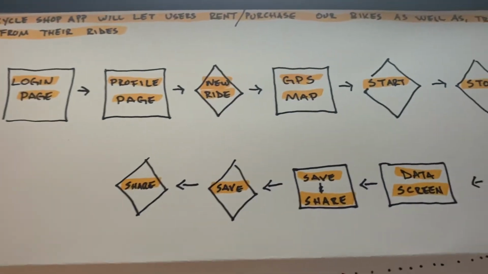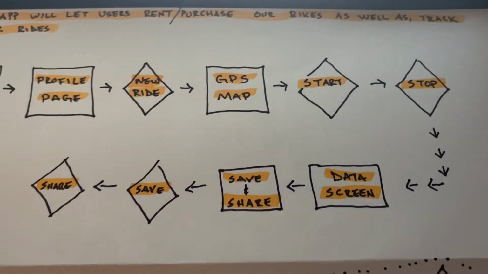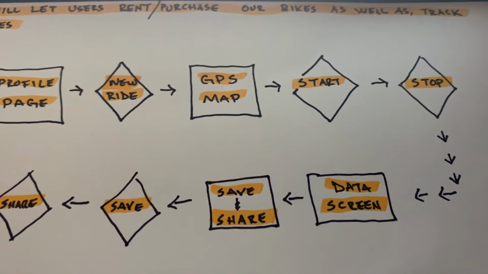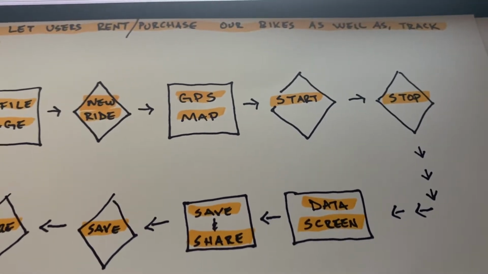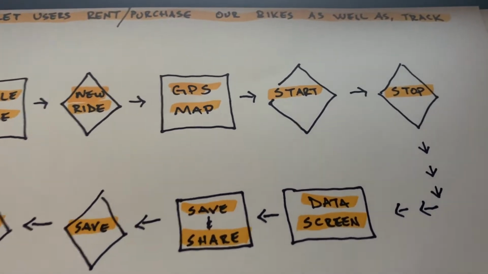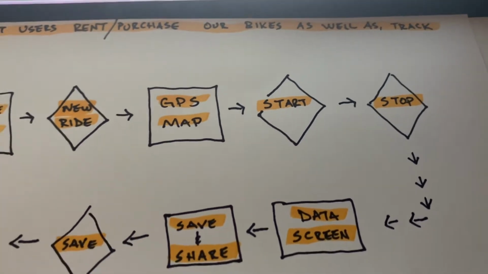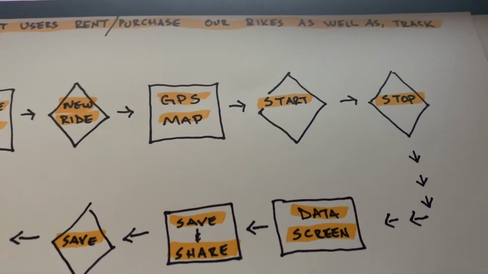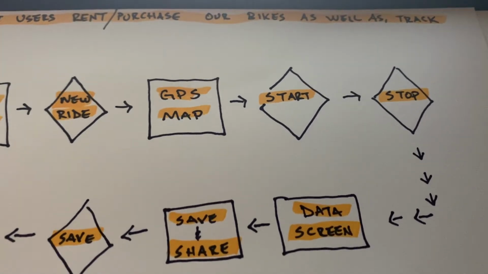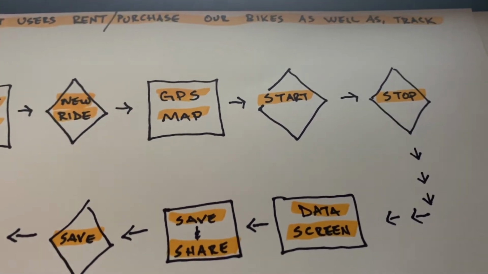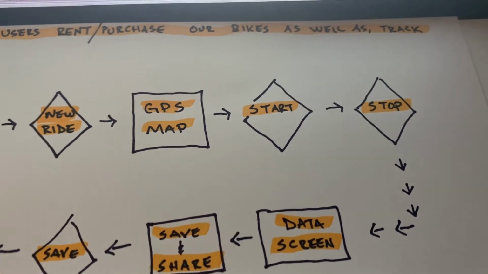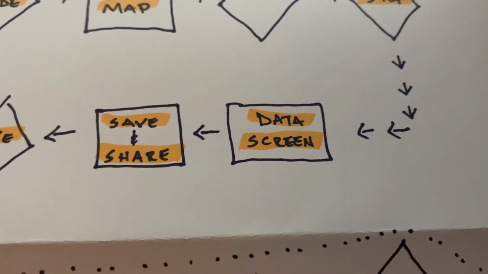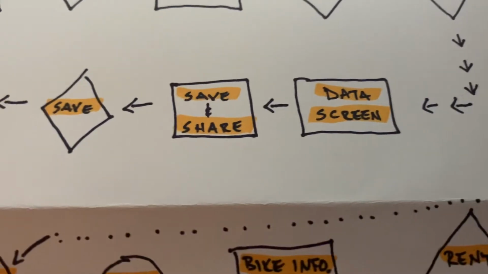If they pick new rides, then a GPS map where their location is will be shown on the screen. Then you've got a start option. So you start, and as you're riding, it's tracking everything you're doing: your calories burned, your distance, your miles, everything, keeping the data of that. Once you stop, the data screen will pop up and show you everything you did on that one ride. Now you can save and share.